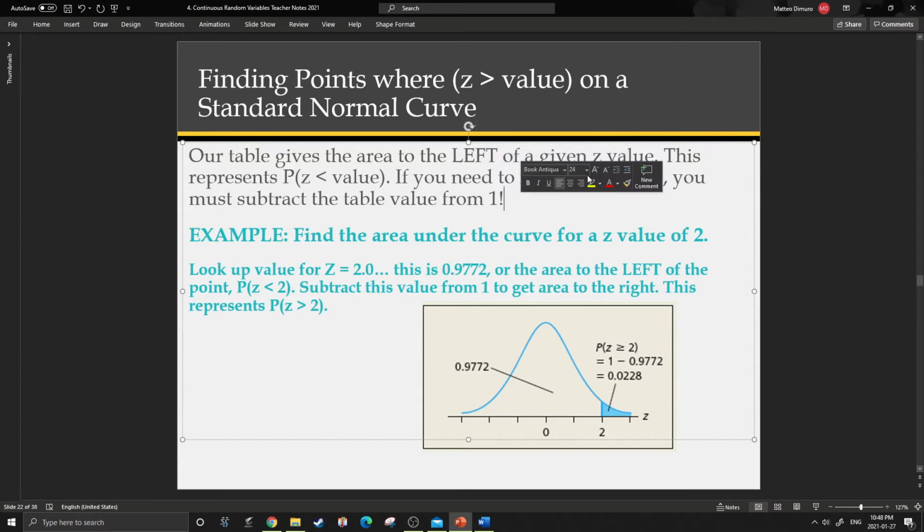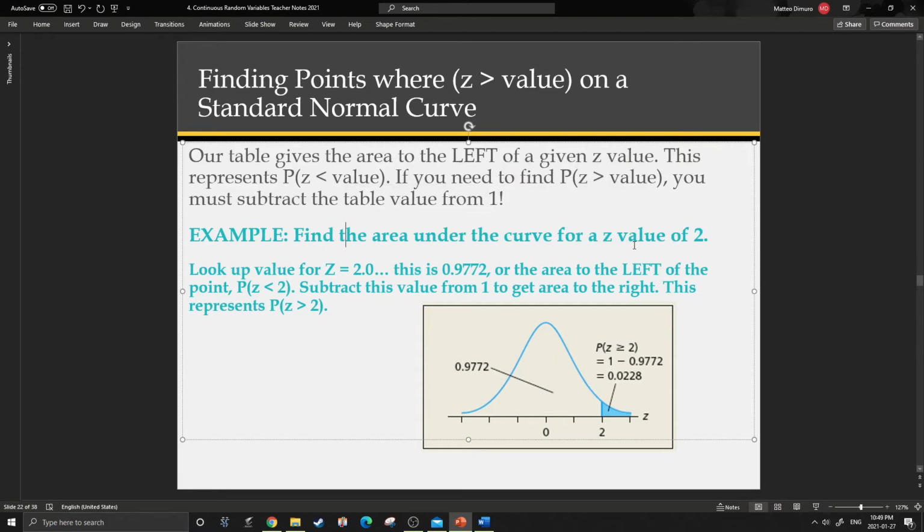Okay, this represents the probability that z is less than a value, right? So if we're going to the left, we're always looking at z less than the value. If you need to find the probability that z is greater than the value, well, then just use that handy fact that all probabilities have to equal 1. So you simply subtract whatever value you look up on your table from 1. So here's a picture and an example.